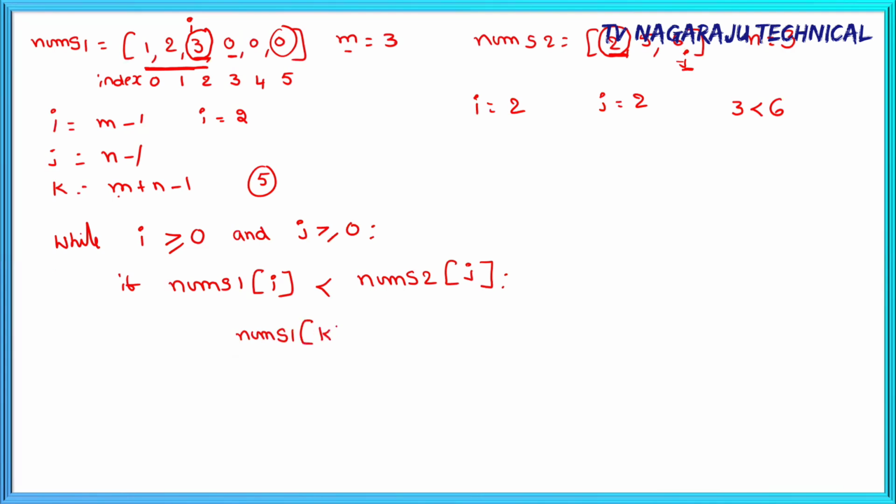nums1 of k is equal to nums2 of j. I think you got it. Now what am I doing? K is equal to 5. Yes or no? K is equal to 5.